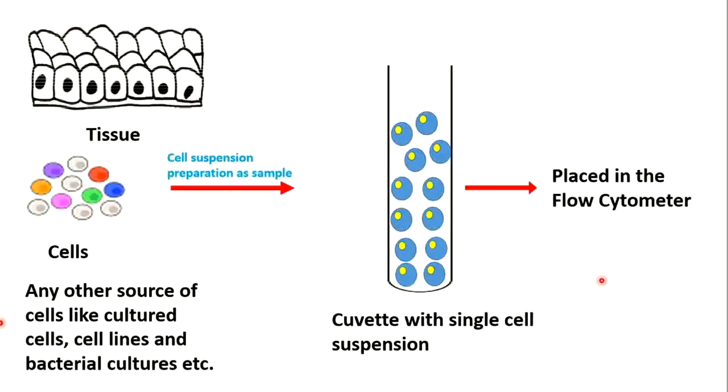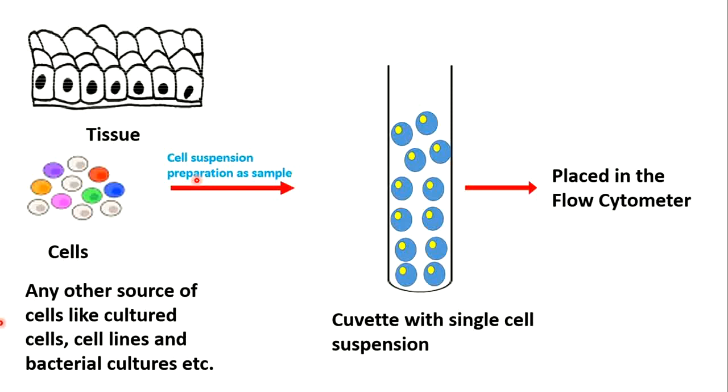Now let us do one simple experiment on flow cytometry. What are the steps? I can take a tissue or I can take cells. If I am taking a tissue, then I will degrade the tissue using some protease enzymes, and from this tissue I will get a single cell suspension, right? Ultimately we require a cell suspension in a buffer to do flow cytometry.